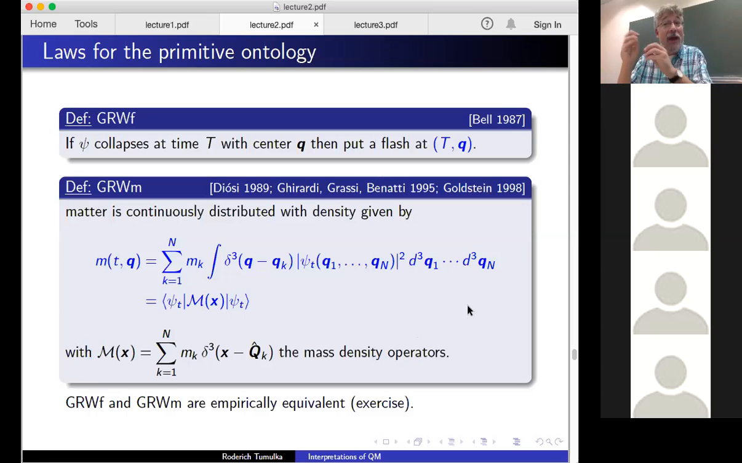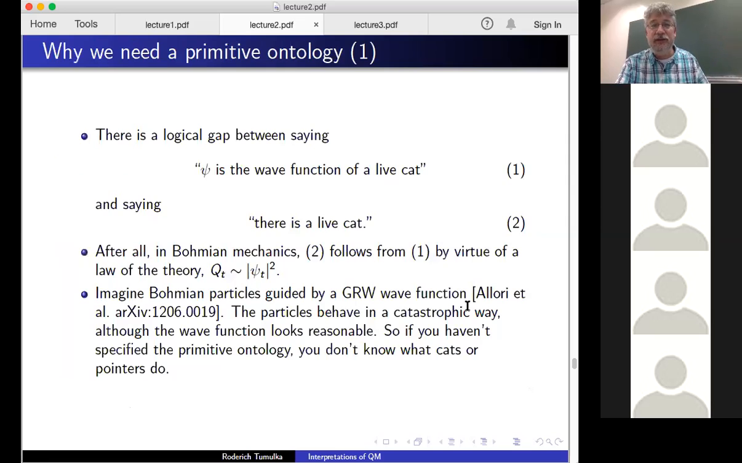One says, oh, matter is concentrated in just finitely many points in space-time. The other says, oh, matter is continuously distributed over space-time. So it's the flashes or the matter density function m that replaces the particle trajectories of Bohmian mechanics. Now, this concept of primitive ontology is not so easy to understand. Okay, so let me try to explain this a bit more.